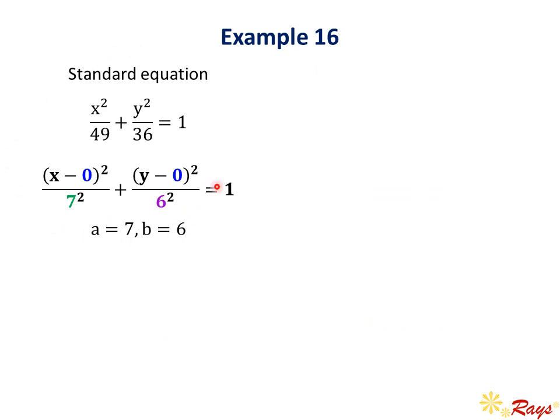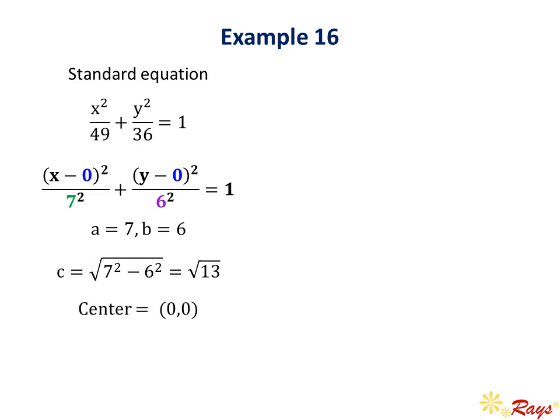These are the information we have gotten so far. Center at (0, 0), a equals 7 and b equals 6. And now we can find the value of c. We know that to find c, we take the square root of a squared minus b squared. So c equals square root of 13.